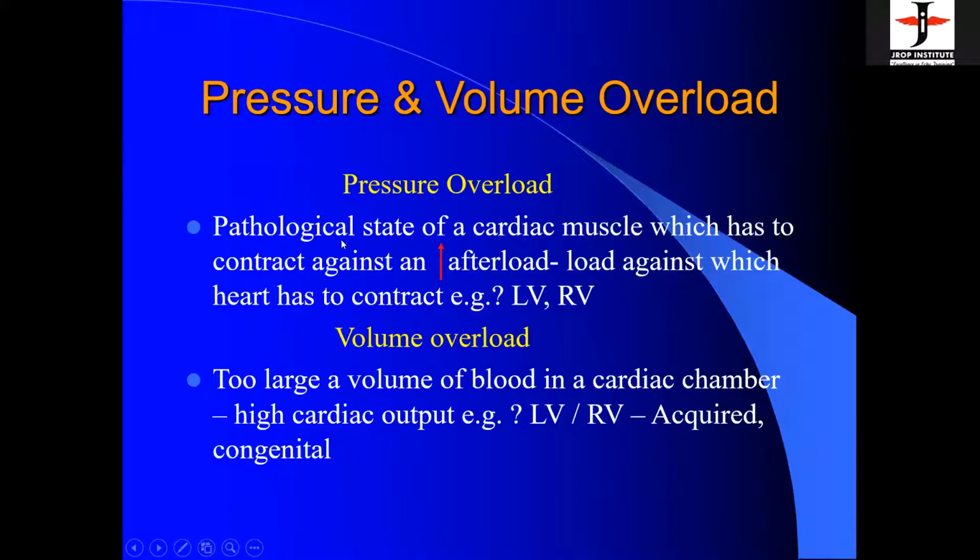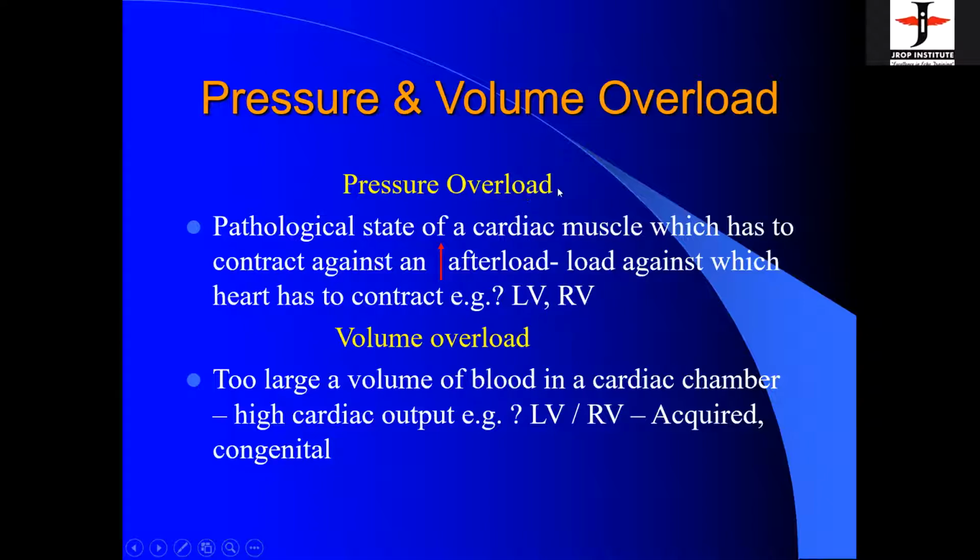A pressure overload is a state in a cardiac muscle which has to contract against an increased afterload. Afterload means the load after ejection. For example, in the left ventricle, when there is hypertension, it is an increased afterload because the left ventricle has to eject against an increased load. Same with aortic stenosis: because there is a narrowing of the valve, the left ventricle has to eject against an increased afterload. Same thing for right-sided valves, like pulmonary hypertension and pulmonary stenosis.